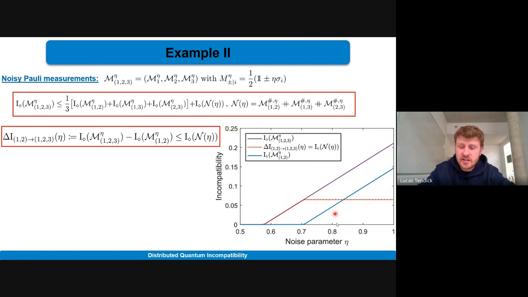Again, we can see that the blue and the red line add up to the purple line. Not only can you see this in the graph, but here again the tightness can be shown analytically. If I remember correctly, in the paper we did not check for the other cases, but I would suspect that this would also work for higher dimensional MUBs.